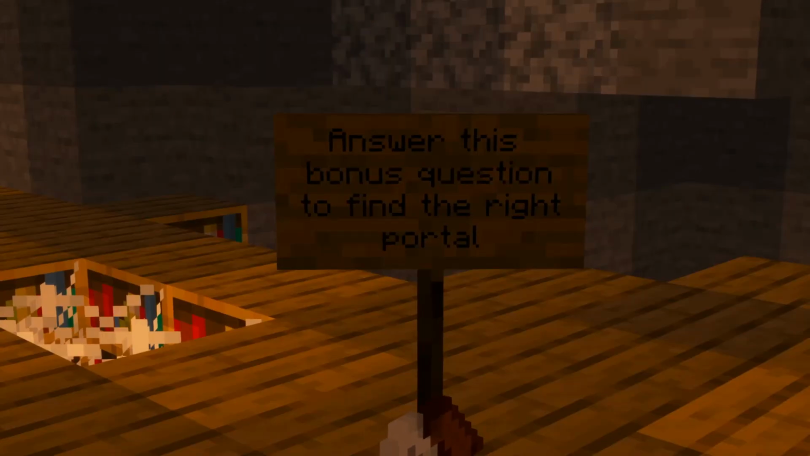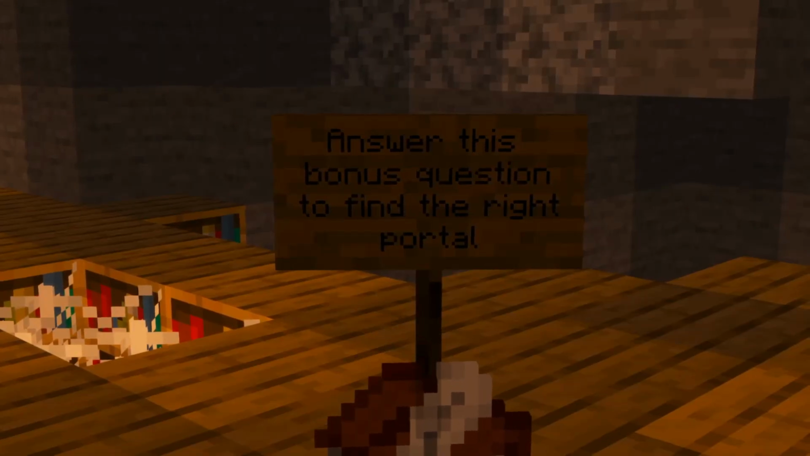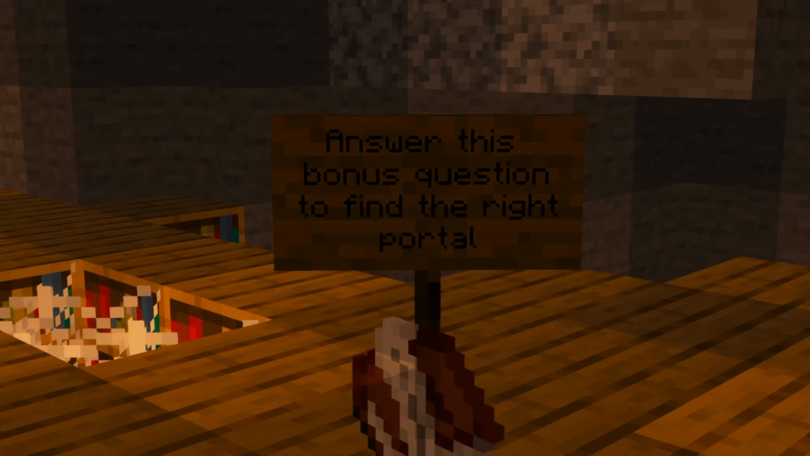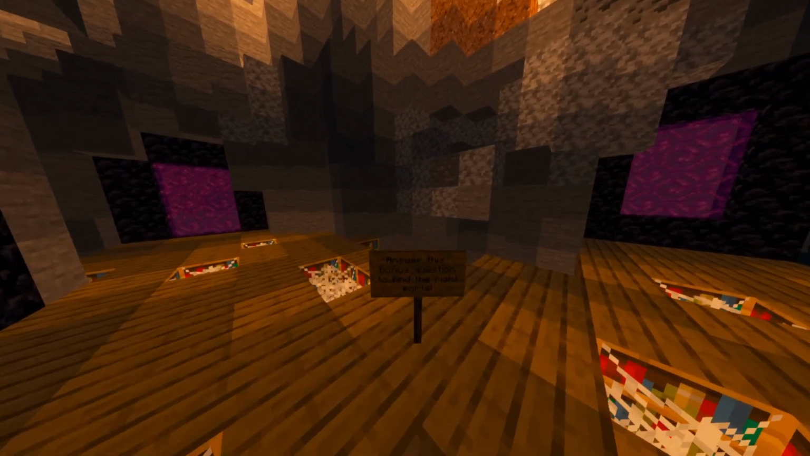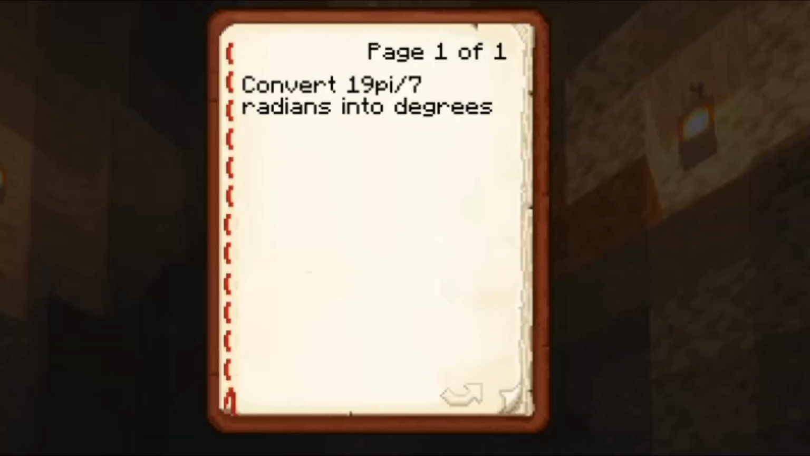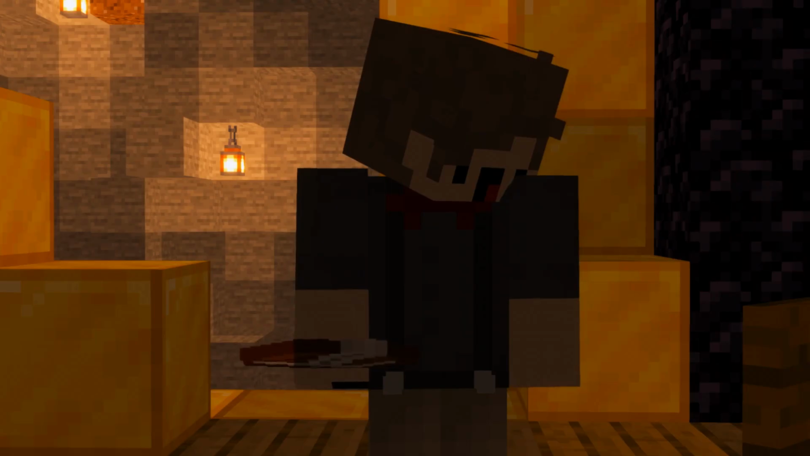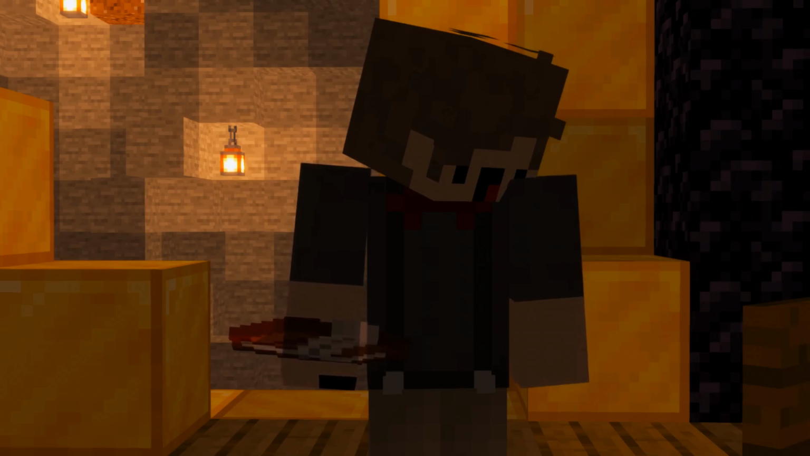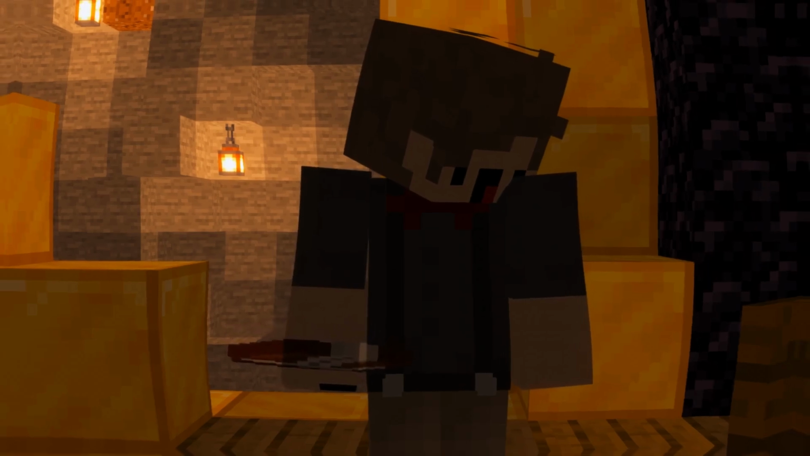What's this? Answer this bonus question to find the right portal. Another puzzle? Let's see. Convert 19 pi over 7 radians into degrees. Oh, I just solved a problem similar to this one thanks to Miss Atkinson.